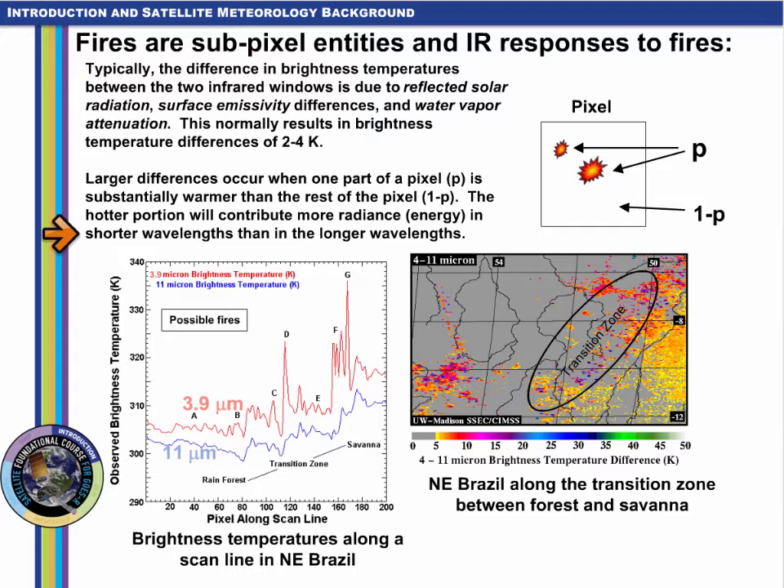Compare the two channels here. The red 3.9 micron channel pixel values and the blue 11 micron channel pixel values. Value differences help establish that a fire has likely initiated at points A through G. Similarly, the larger values in the surface plot help identify where fires are occurring in the transition zone between forest and savanna in Brazil.